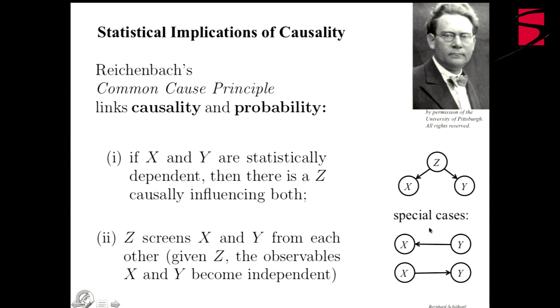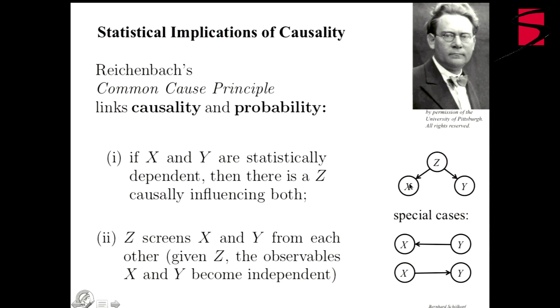This guy here, Hans Reichenbach, had a profound insight into the link between causality and statistics. So this was a very interesting person, actually. And the insight goes as follows. He formulated the common cause principle in a book which is called The Direction of Time, linking causality and probability. And this principle postulates that if two observables are statistically dependent, then there must be a third one called Z, which causally influences both of them.